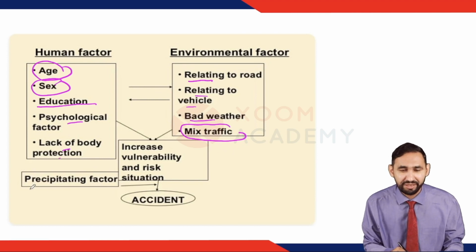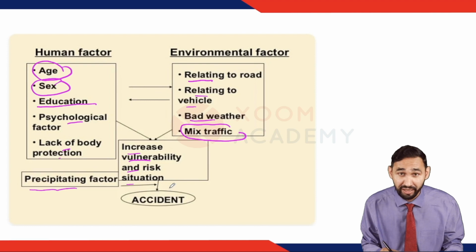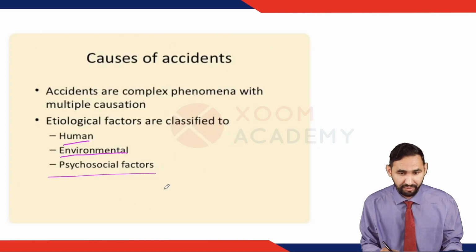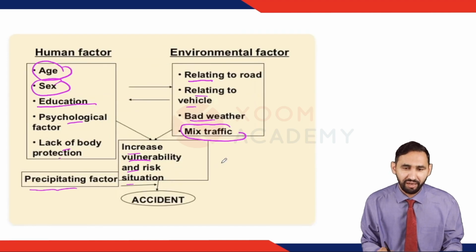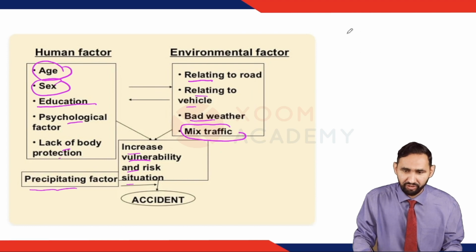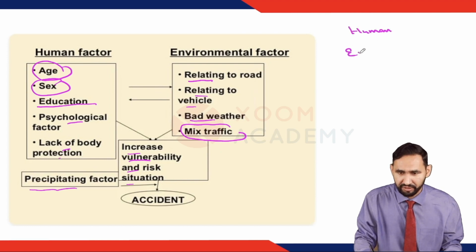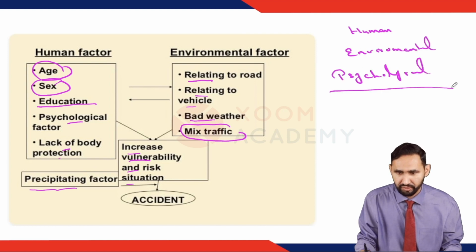There are predisposing factors like increased vulnerability and risk. It is common in those who are suffering from psychological disorder, who are tired, who are fatigued. So these are the various factors of accidents. We can say that human error or human factor, environmental factors, and psychological factors are responsible for accidents.